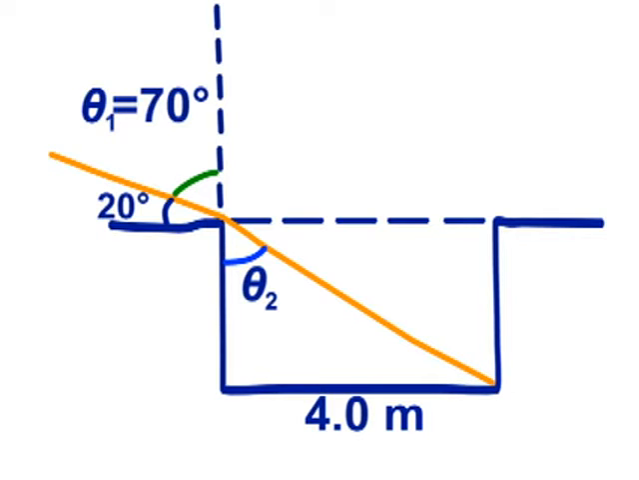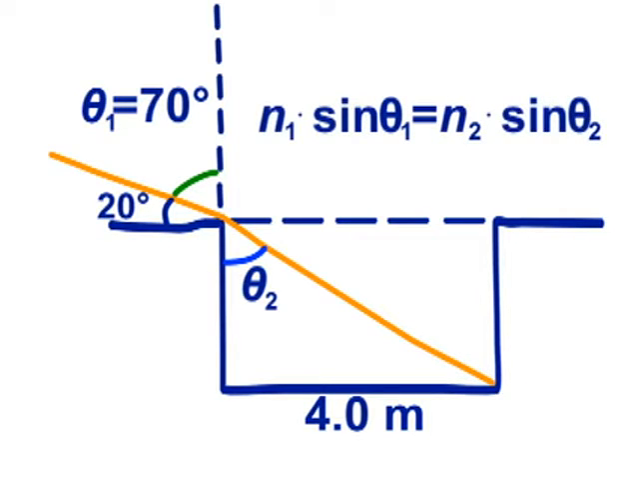And that's enough for right now. Now I'll write down my basic refraction rule, which is this: n1 times the sine of theta 1 is equal to n2 times the sine of theta 2. And what I'm looking for is the angle of the light inside the pool. So I'm looking for sine of theta 2.